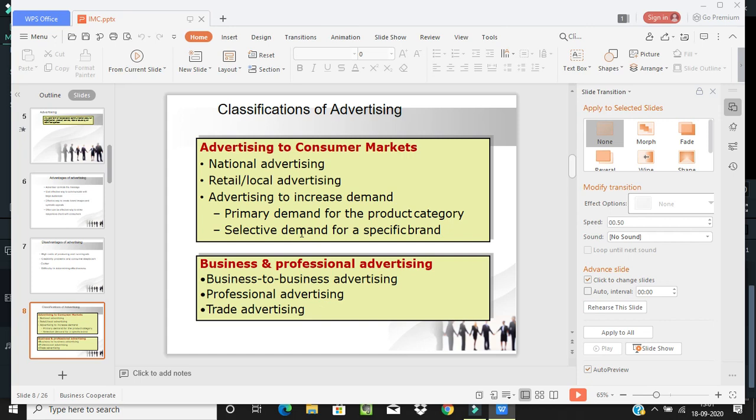Another thing is business and professional advertisement. What is business advertisement? That means business to business advertising, professional advertising, and trade advertising. See, business to business means one business gives advertisement about itself, but it is launching to another business also. So that kind of advertisement is focused. Professional business, like a professional person or a big person, or an institute, where people are going to come to that organization because of a good celebrity or that particular person.